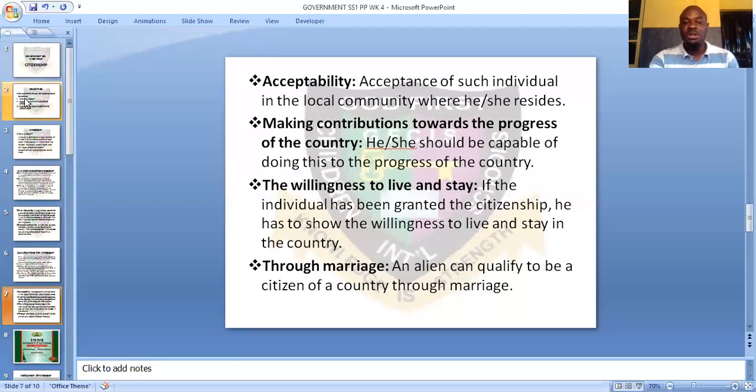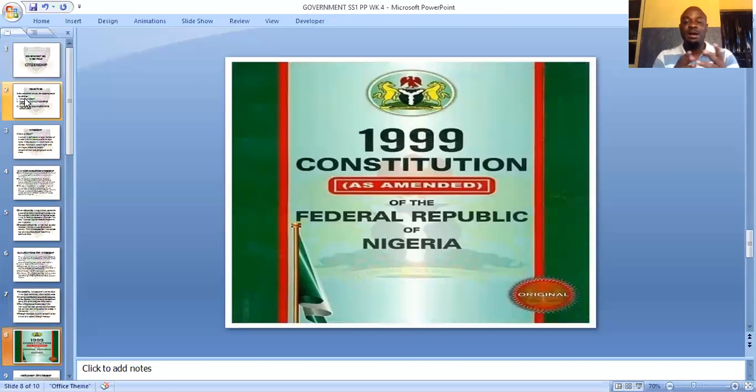And all these things we're talking about can be found in the constitution. For example, the Nigerian Constitution, the 1999 Constitution as amended of the Federal Republic of Nigeria. If you check Chapter 3 of your constitution, if you don't have it, try to download it. You see it there. Chapter 3 talks about the ways of acquiring citizenship by birth and by naturalization. Everything is listed step by step there. If you don't have the physical book, like the one I used to show you in class, then you can download it online.